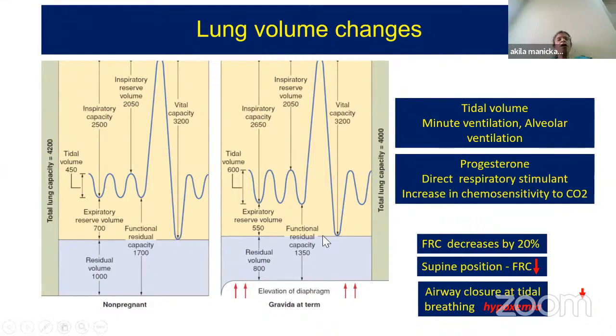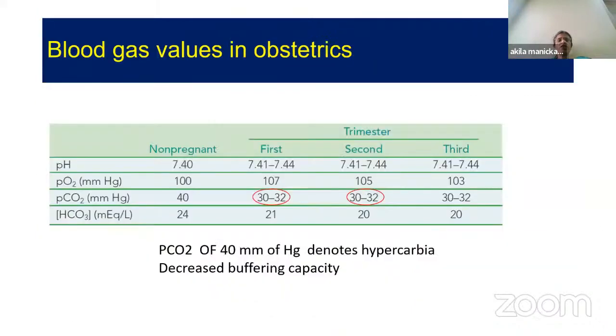But because of the relationship between your functional residual capacity and your closing capacity, there is a stoppage of air exchange when the patient lies down in supine position, because during tidal breathing, there is airway closure. This is predominantly because of your FRC decrease, which occurs in the supine position. So they are prone to hypoxemia. It is very important to give supplemental oxygen whenever these patients are put in supine position during neuraxial anesthesia. When you look at the blood gas values, there is an increase in minute ventilation. Increase in minute ventilation leads to a decrease in your carbon dioxide levels.